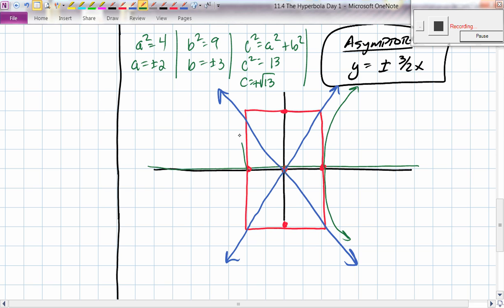All right. Hey, Riley, what's the focal point? 2.6? 3.6? 1, 2, 3.6? So 1, 2, 3.6. So the focal point is going to be square root of 13, comma 0. And the other one is negative square root of 13, comma 0. All right, there you go.